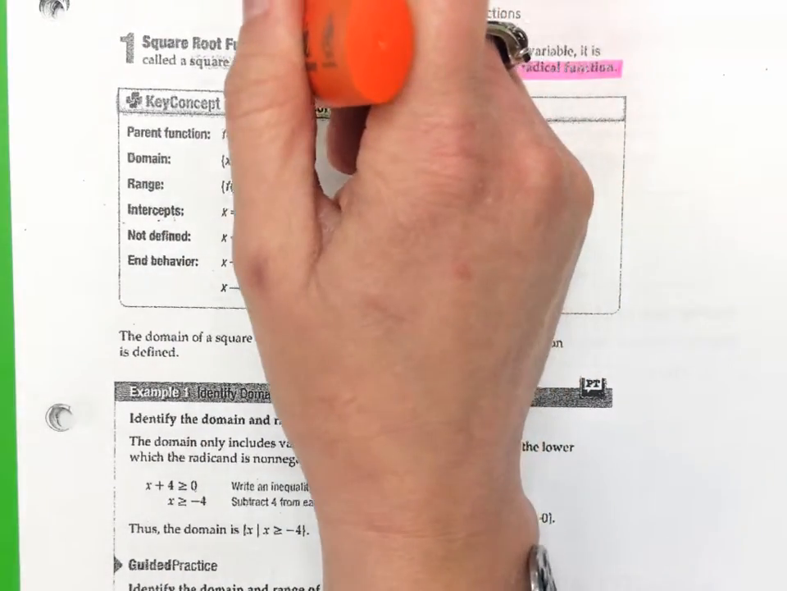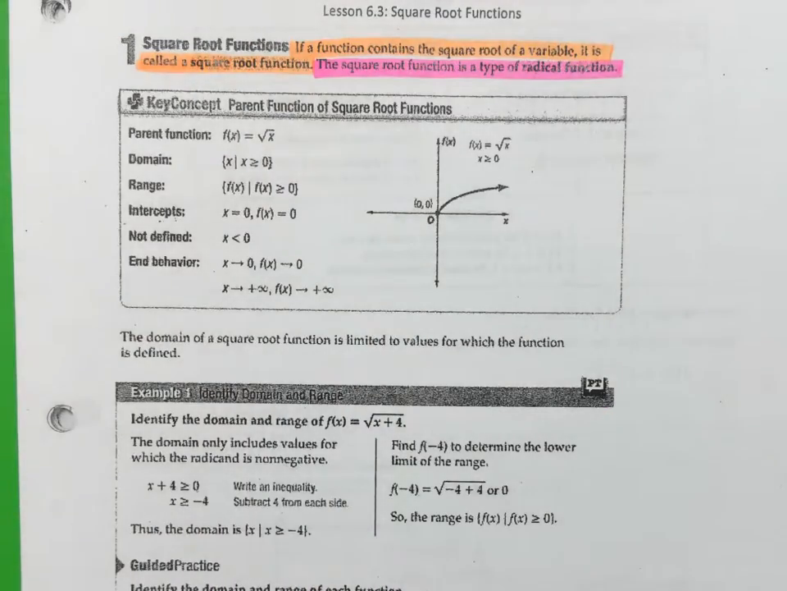If a function contains the square root of a variable, it is called a square root function. Just saying. You might want to know those two definitions, okay? Hint, hint.